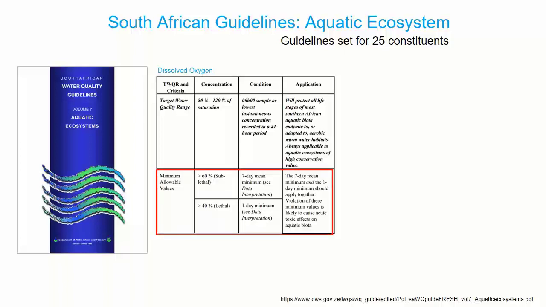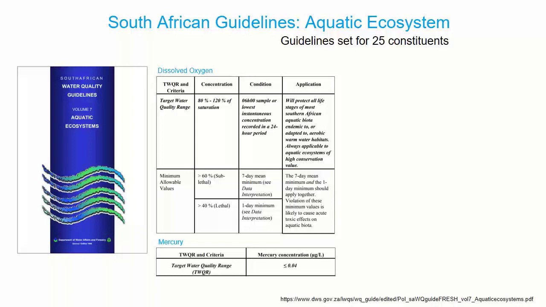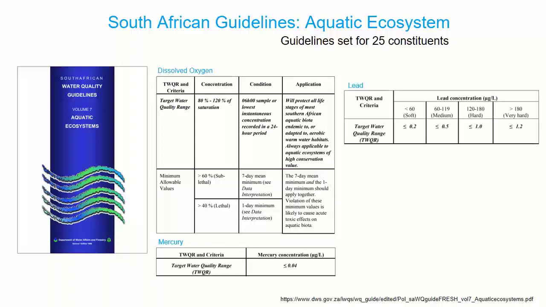Recognizing that most aquatic biota will not be able to survive extended periods of low oxygen levels, minimum allowable values are also set at greater than 60% saturation as a 7-day mean and greater than 40% saturation for a 1-day minimum. Criteria are also set for mercury and for lead.